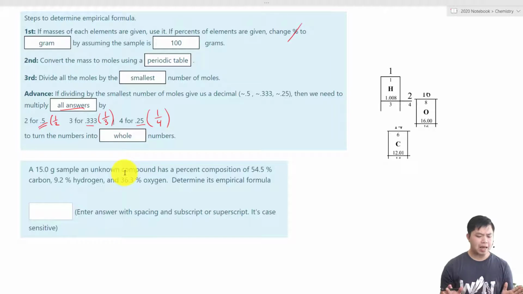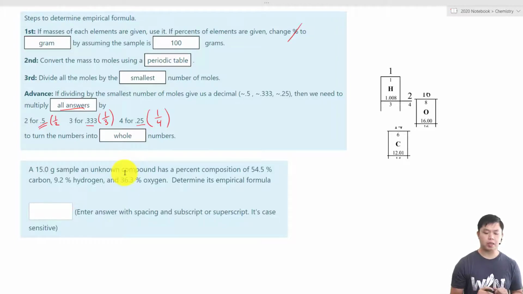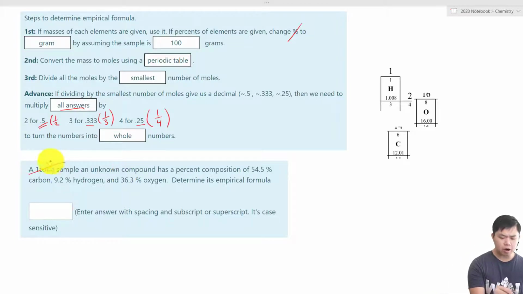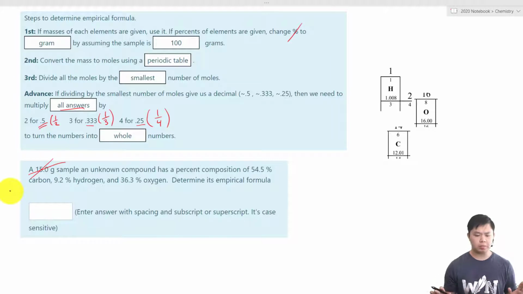So here we have a sample of what? A 15-gram sample of an unknown compound has percent composition of 54.5% carbon, 9.2% hydrogen, and 36.3% oxygen. Do we care about the 15 grams? No, this is irrelevant to us because now we have percent. That's the most important thing.